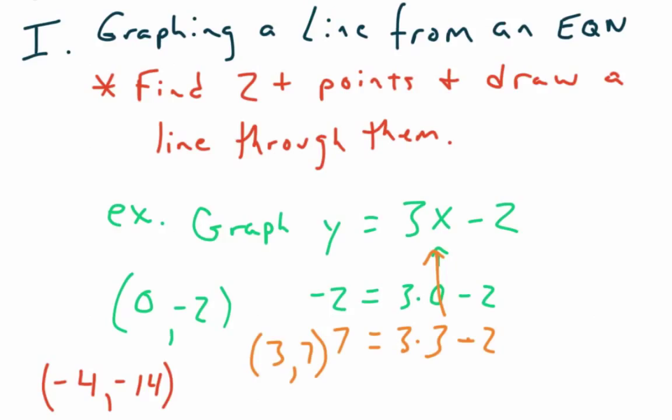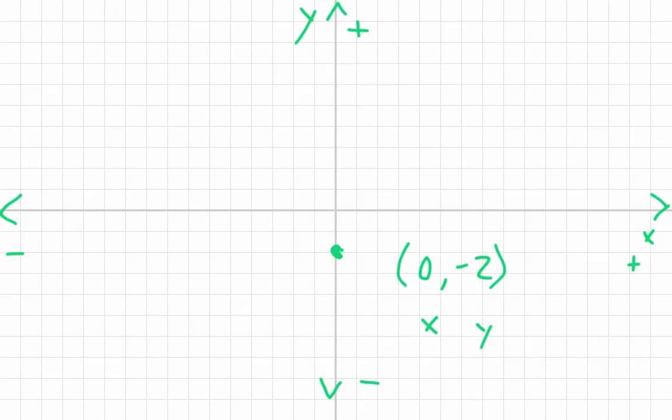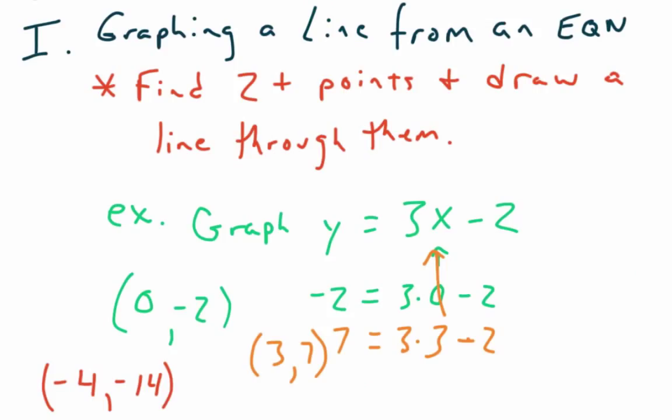My next point was 3, 7. Let me do that in orange. 3 is my x value, so I go 3 to the right. That would be 3 in the x direction right there. And then I go up 7, so 1, 2, 3, 4, 5, 6, 7. So this right there is my point over 3, up 7. We okay for those?